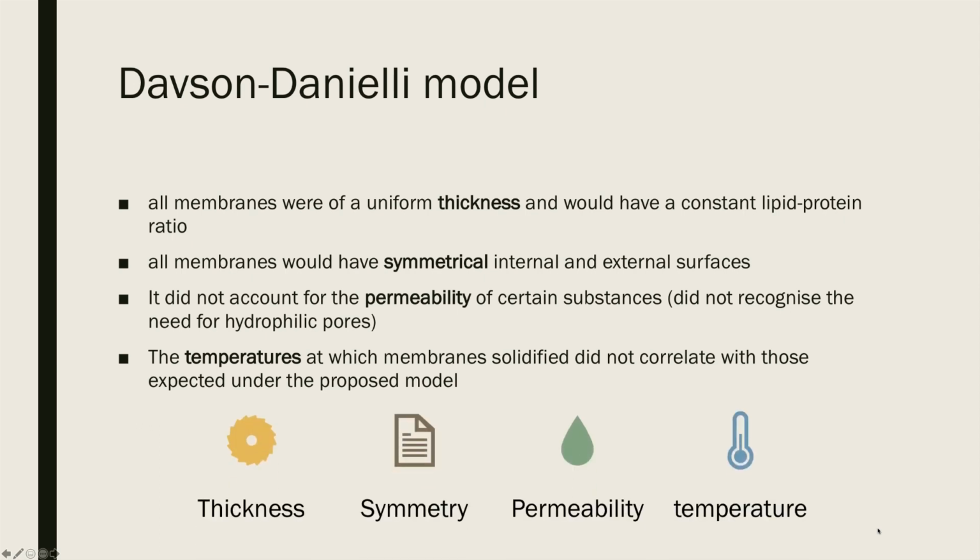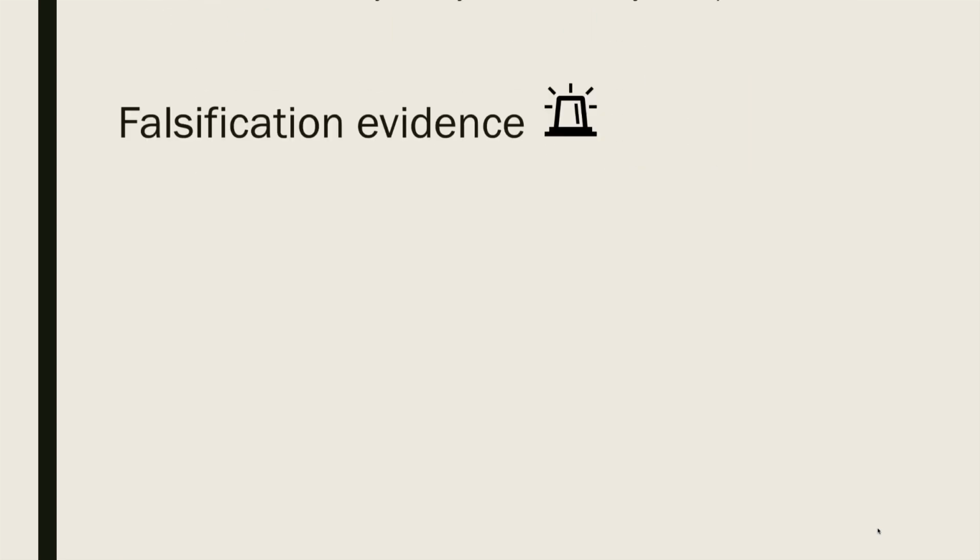So I've just summarised it into four main points, which are the thickness, symmetry, permeability, and temperature, which this model did not actually represent correctly, and therefore the fluid mosaic model was favoured and this model negated.